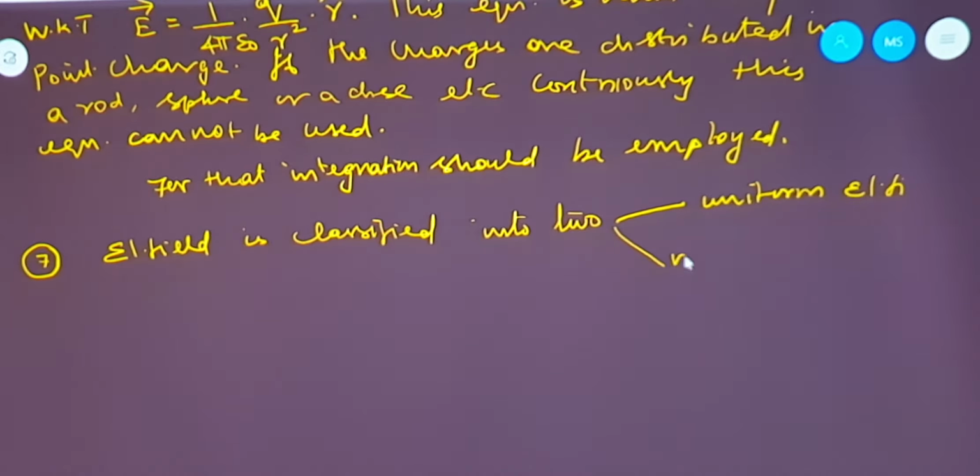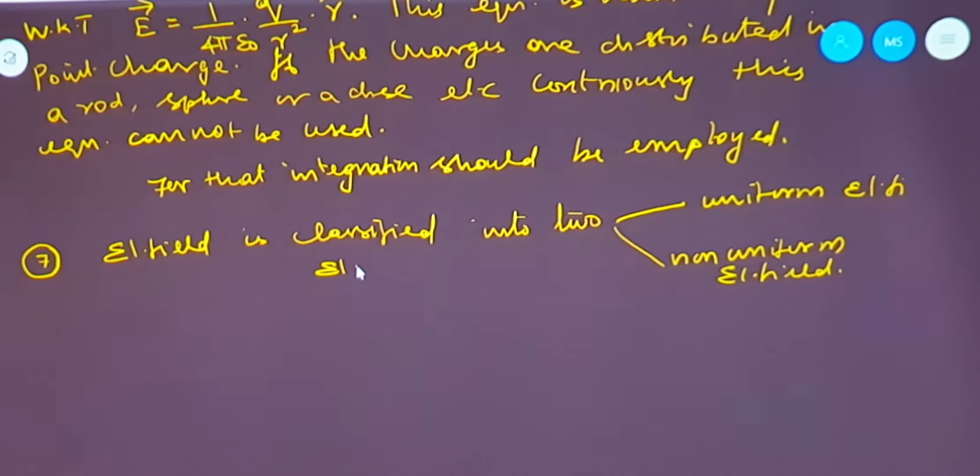And another one is non-uniform electrical field. What do you mean by uniform electrical field and what do you mean by non-uniform electrical field? If you are having a uniform electrical field, then inside that field, at all points, the magnitude is considered to be the same. See, again, let us draw it with the help of a diagram.